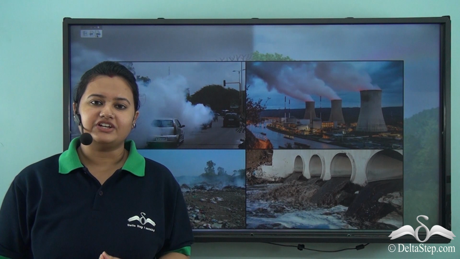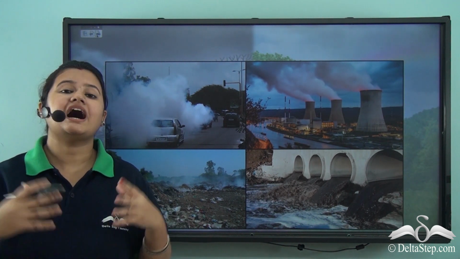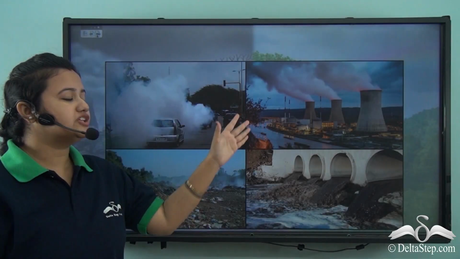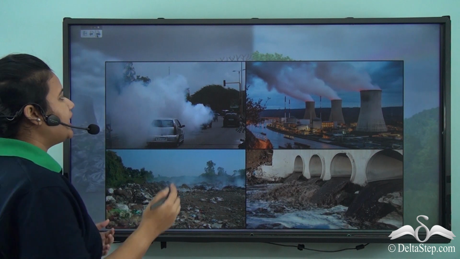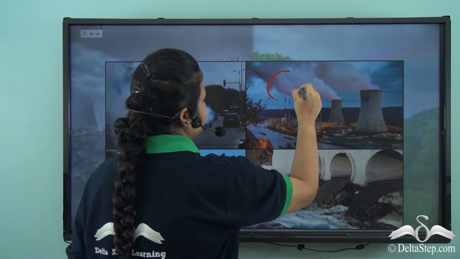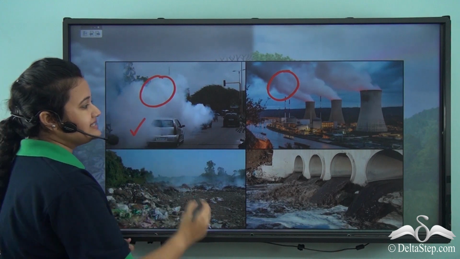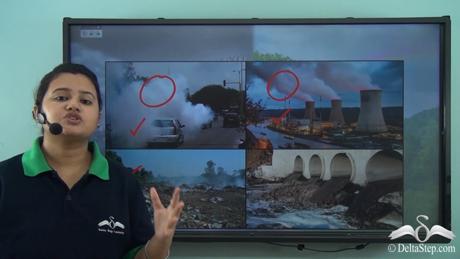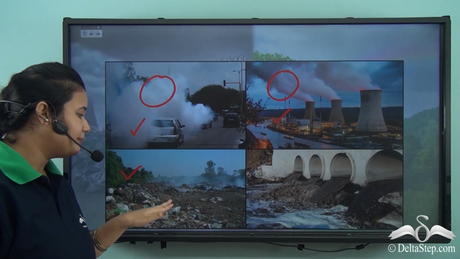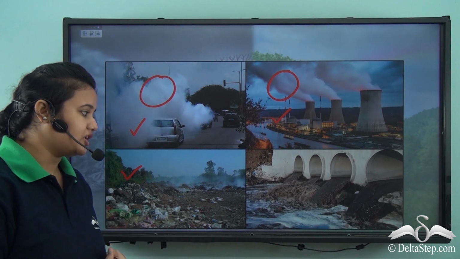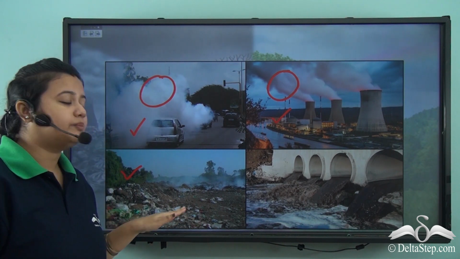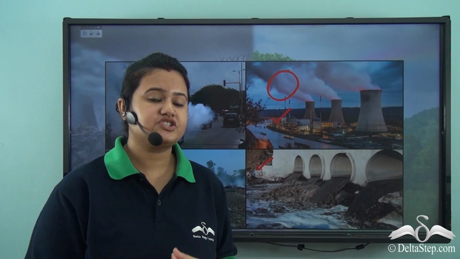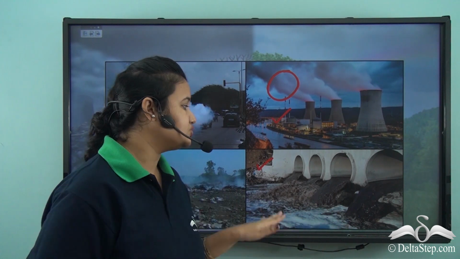So in the previous video, we saw how human beings are making our Mother Earth filthy and uninhabitable. In the first two pictures, we can see that white, dense, greyish fumes are coming out of automobiles and industries. Now, in this picture, we can see that solid waste like garbage, plastics, bottles, etc. has been dumped on open ground.